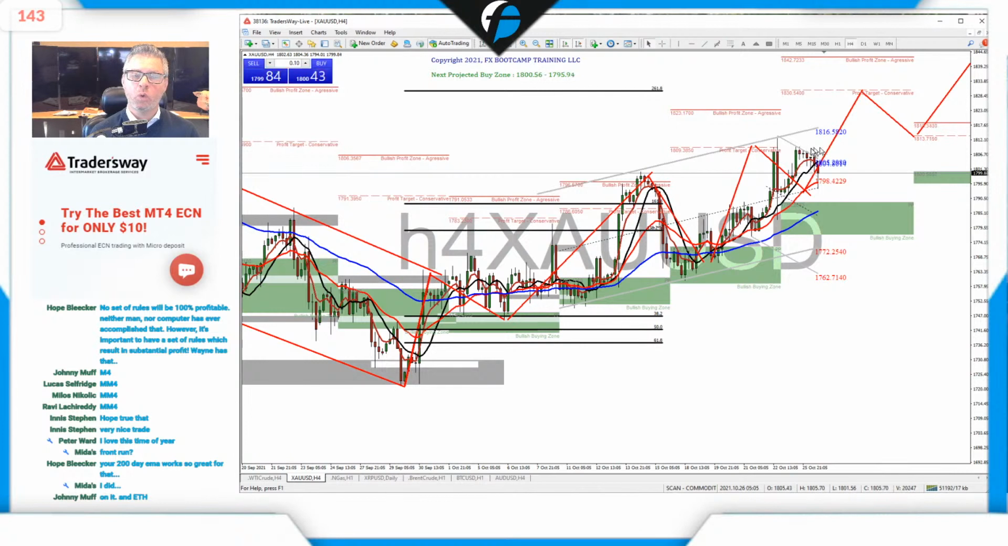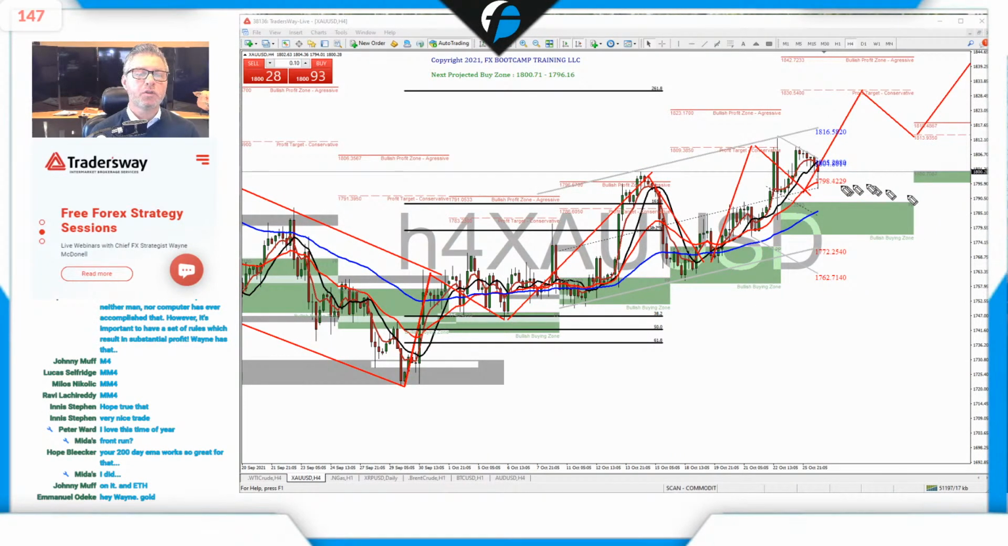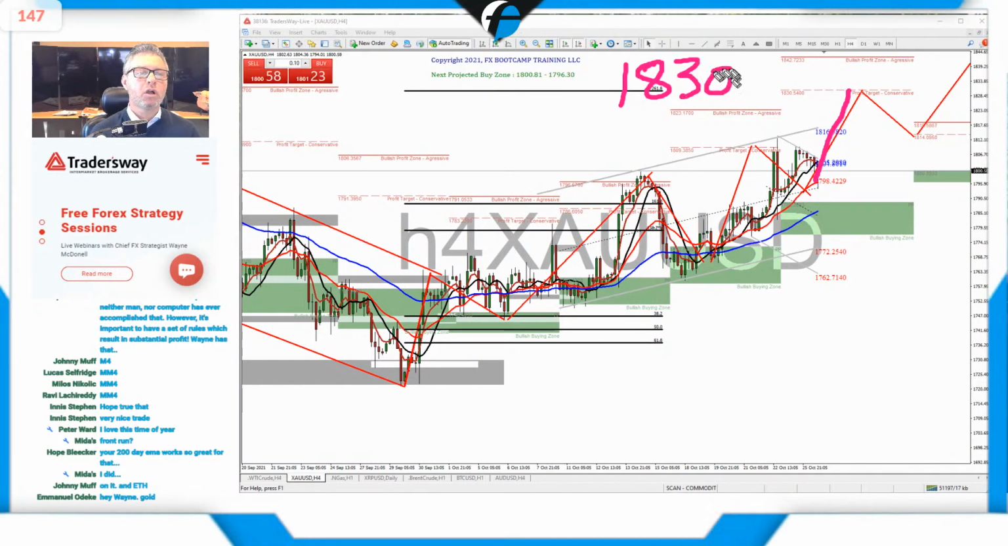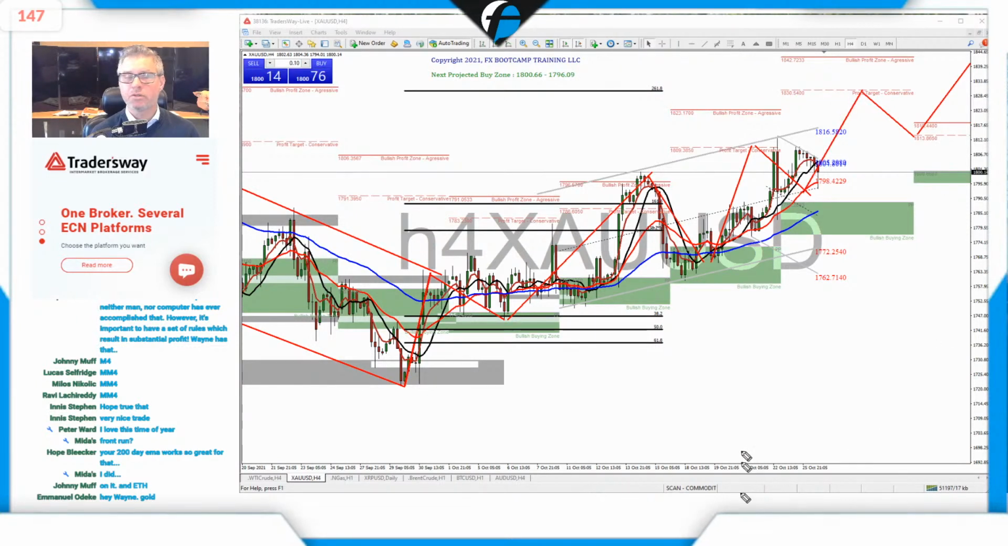Double top, though. Just make sure you're riding that 4 hour. Okay. This is a cycle level of 1,800. Riding the 4 hour 21. That should give you the juice. I gotta move. Give me the juice. $1,830.54 is the minimum target. Cool. So that's good.